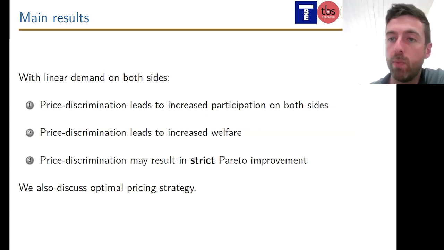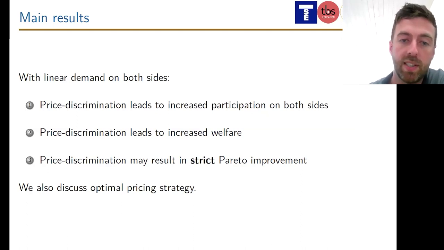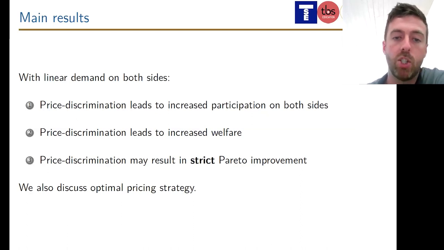I described the story when the weak market was not served. But here, what we find is that even though some consumers, or some sellers in this case, may end up having to pay a higher fee, they may be strictly better off under price discrimination than under uniform pricing. And we also discussed the optimal pricing strategy of the platform.